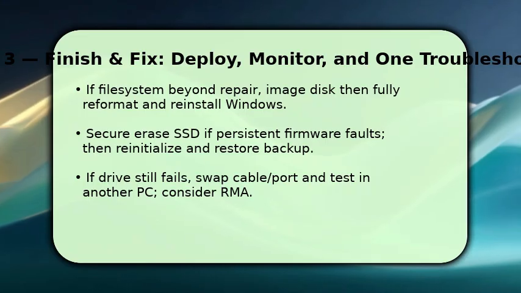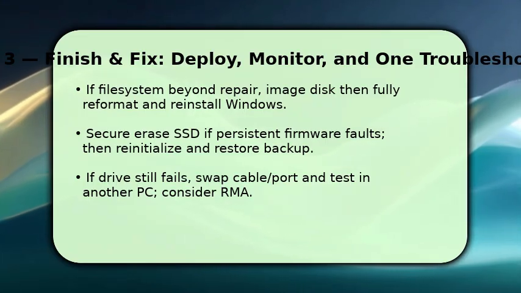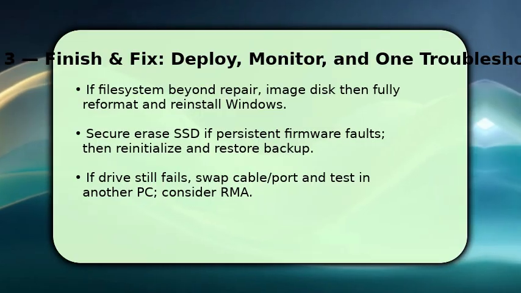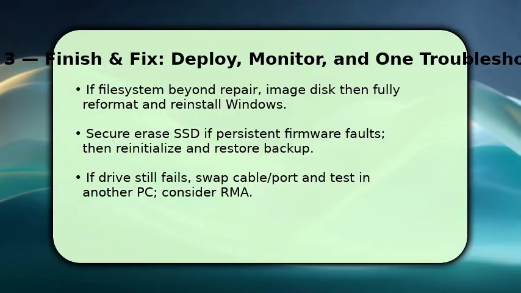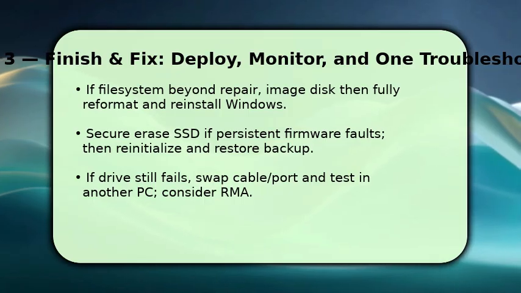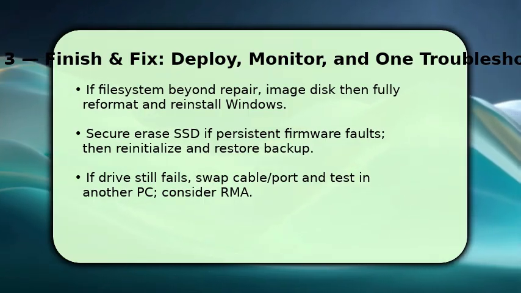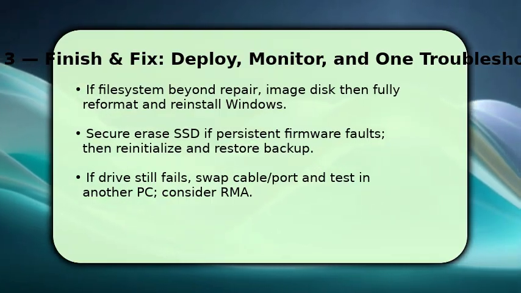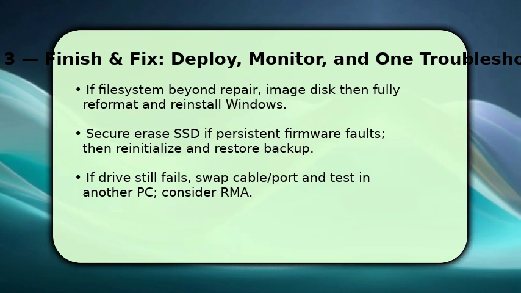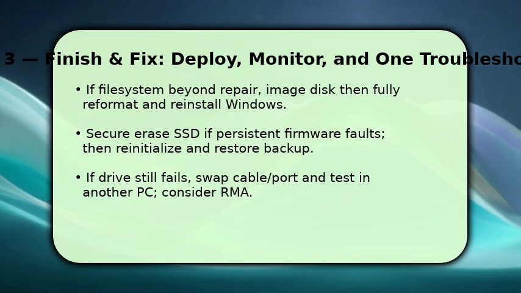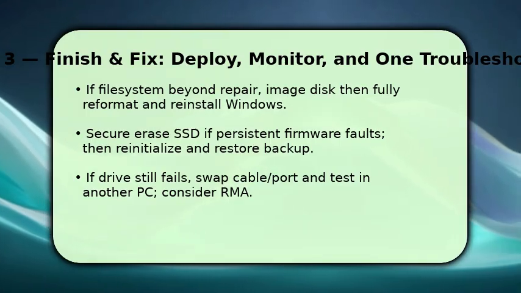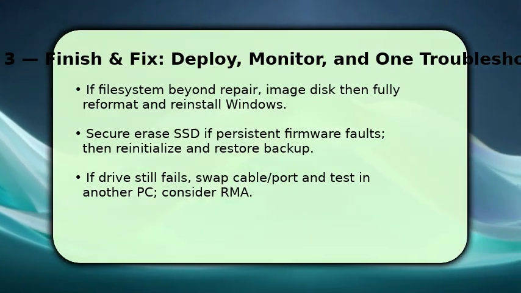If chkdsk cannot repair the file system, create a disk image for recovery, then reformat and reinstall Windows to restore stability. If firmware or persistent errors remain, perform a secure erase to reset the SSD's internal mapping, then reinitialize partitions and restore your backup. If the drive still shows errors after changing cable or port and testing in another PC, you likely have hardware failure. Contact the vendor for RMA.